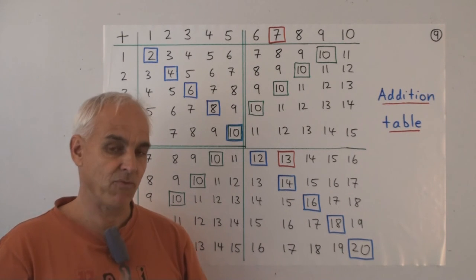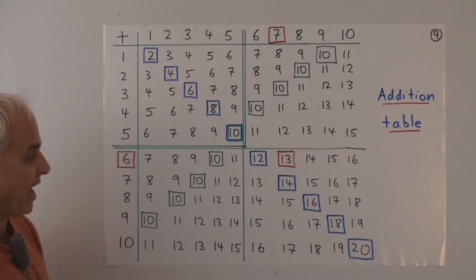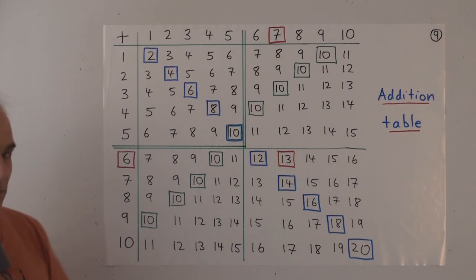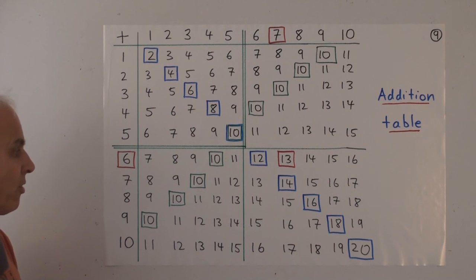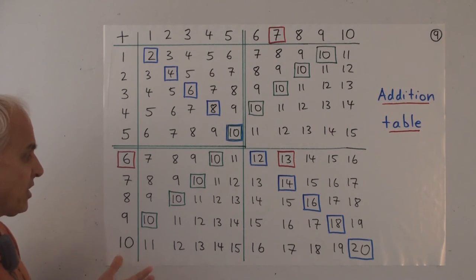So this is a place where rote learning is absolutely essential, and one way or the other, young students have to learn this table. There is no escaping it. It forms the basis of further additions and arithmetical competence later on.